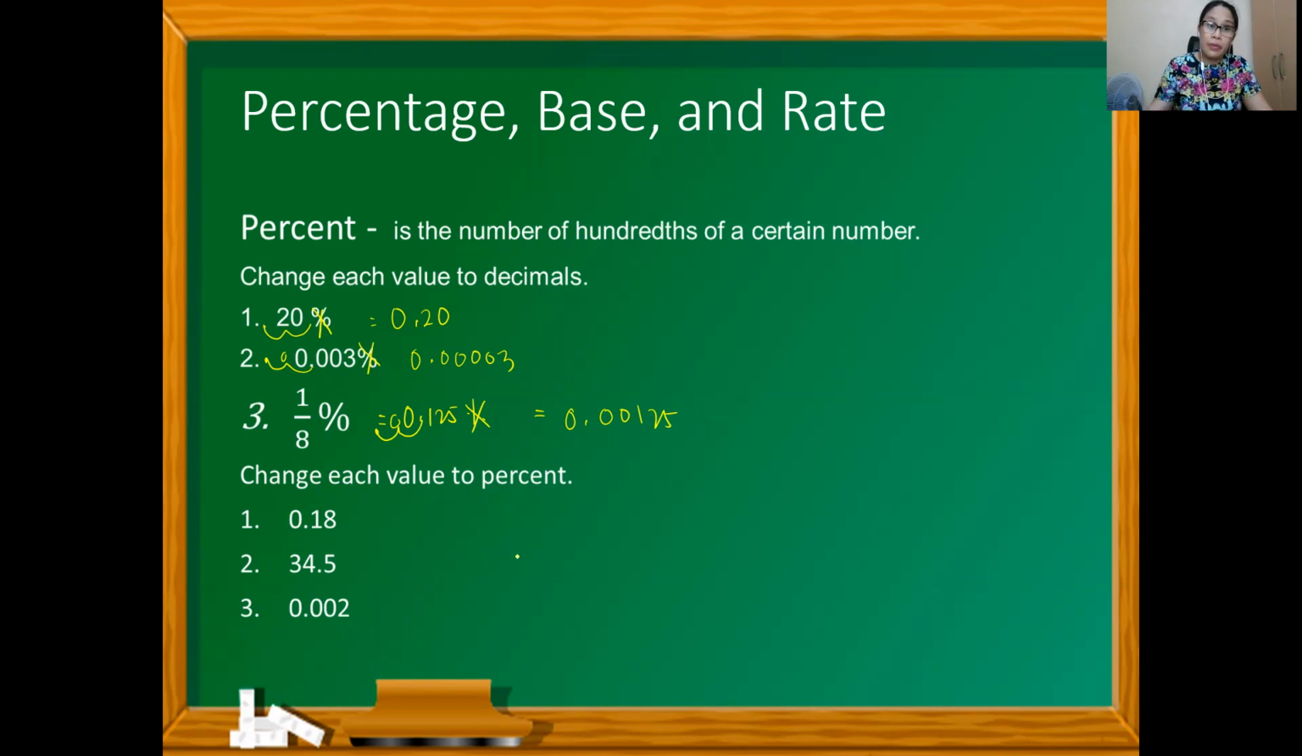Now, if we are going to this time convert decimal to percent, we will just do the reverse steps from the previous example. So what we're going to do is to move the decimal part two places going to the right, and then we will annex, of course, the percent symbol. Or we simply multiply the decimal by 100 and then annex again the percent symbol. So we have 1, 2. So this is now 18%. For this, 1, 2. So we now have 3,450%. And then 1, 2 here. So we have 0.2%. Okay?